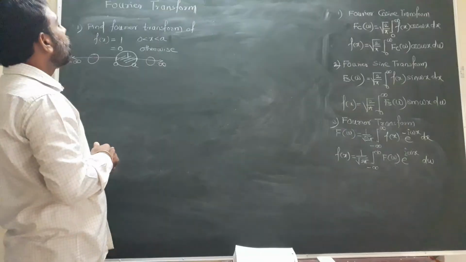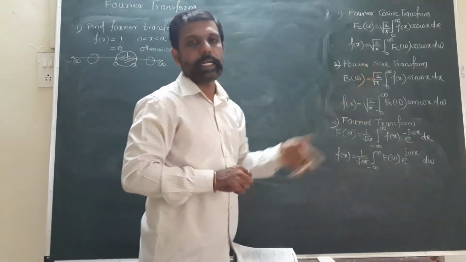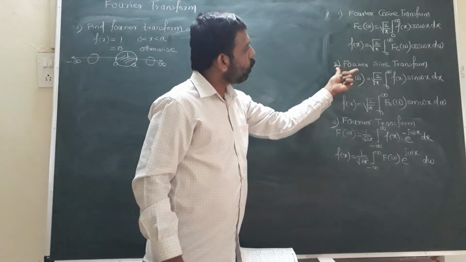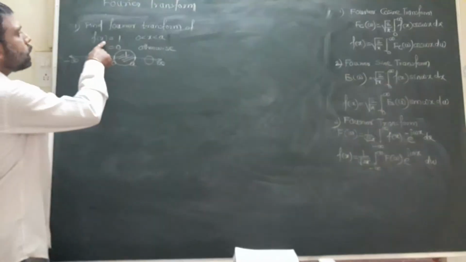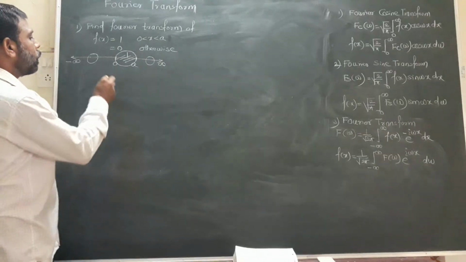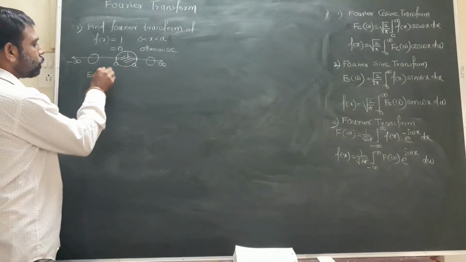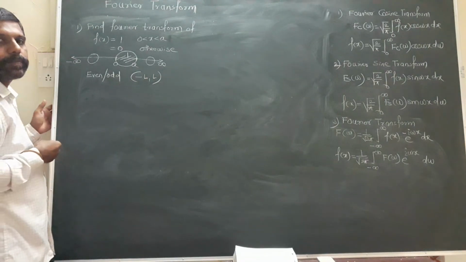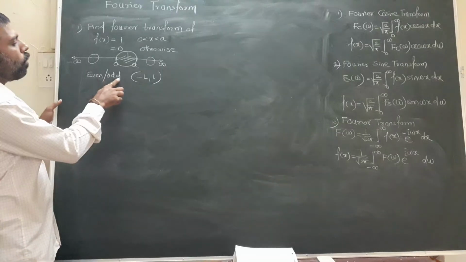Now, if the function is either even or odd, then we can use the Fourier cosine transform or sine transform. For an even function, we'll use Fourier cosine. For an odd function, we'll use Fourier sine transform. Now this function is neither even nor odd. We can check whether the function is even or odd only for the interval minus L to L. So for this interval only we can verify whether the function is even or odd.